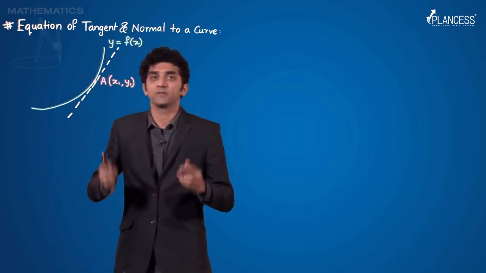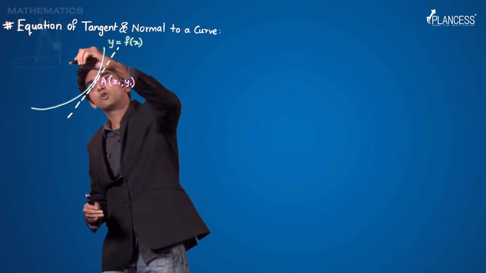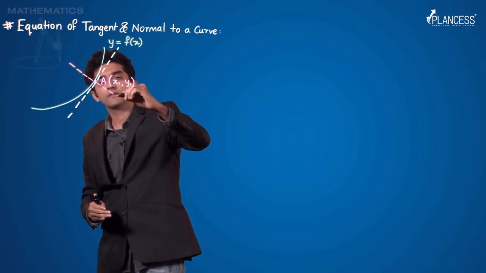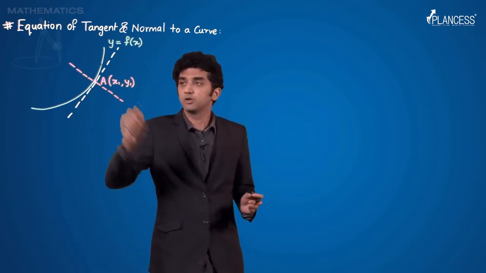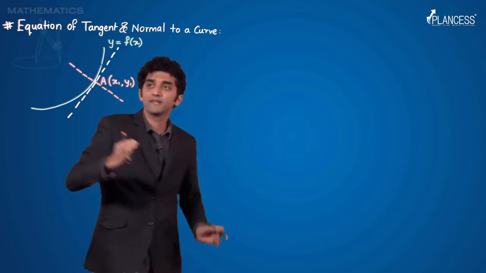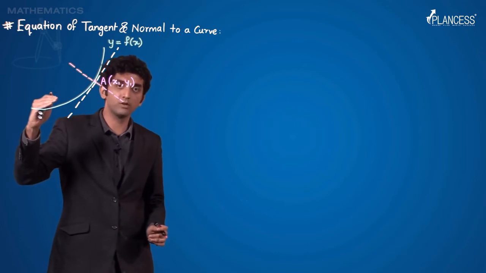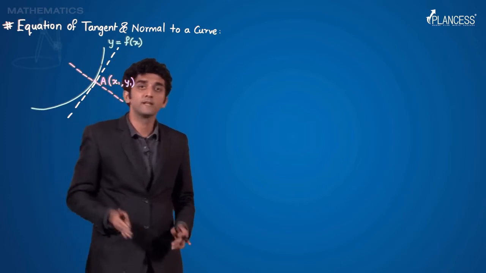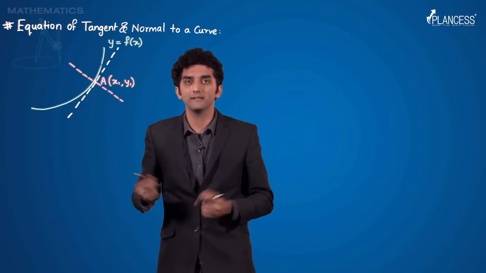And on the other hand, the line which is perpendicular to this particular line is called the normal. So this line, the dotted line in pink, is called the normal to the point A which lies on this curve. Or we can say it in a better way, that this line is the normal to this curve y equal to f of x at point A, and this dotted orange line is the tangent to the curve y is equal to f of x at point A.